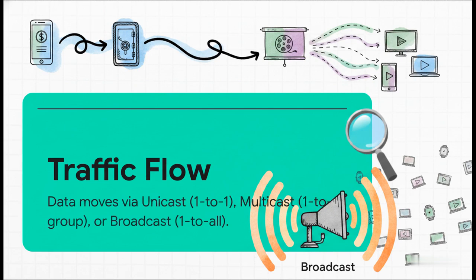Second is multicast, which is one-to-a-group. Think of a hotel streaming an on-demand movie to several very specific rooms at the same time. And finally, we have broadcast. This is one-to-all. It's exactly like a PA system at an airport announcing a boarding call. Every single device on that network segment hears the message, whether it was actually meant for them or not.